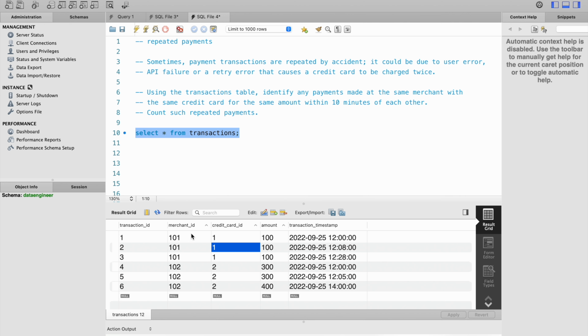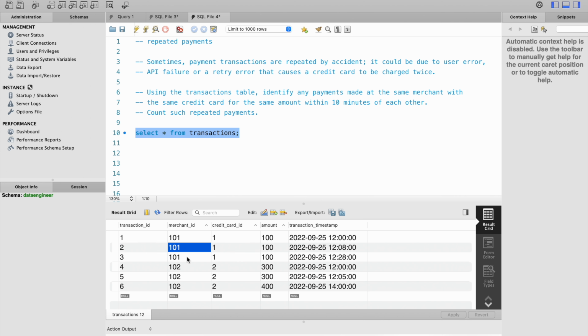Let's take an example of the first and second row. Here you can see the merchant ID is the same, credit card ID is the same, amount is also the same, and the difference in time is 8 minutes. So this falls into the repeated payment category, and the count will be 1. We omit the first transaction and consider only the second one.